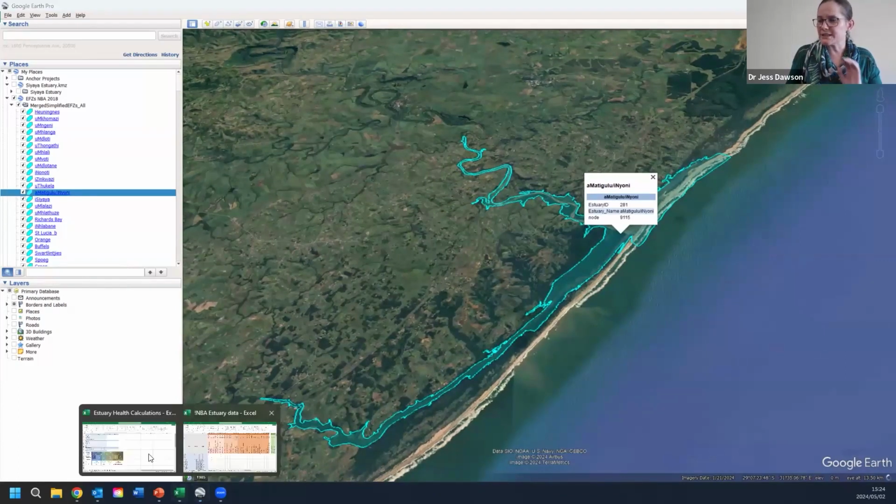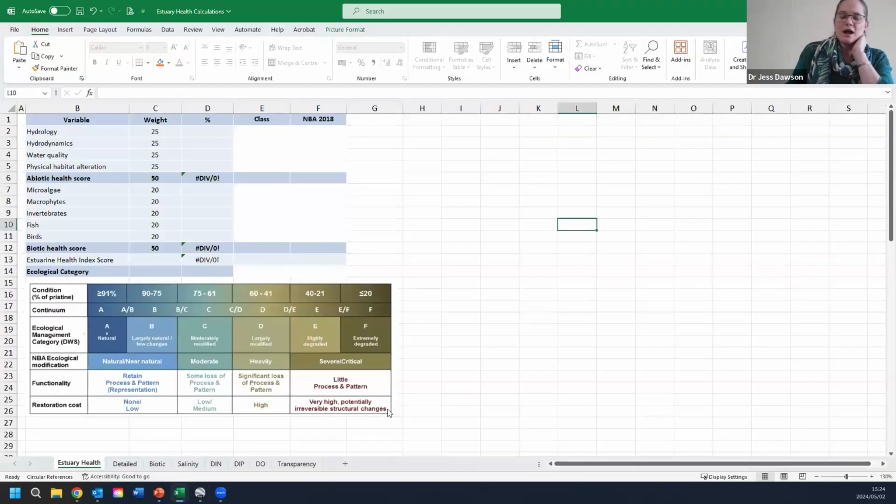And we're going to go find it in the Excel. And this is what I've created. So this is how we normally do it. We look at those different components. So what we had earlier is that divvied up of the different things: the hydrology, the hydrodynamics, the water quality, the physical habitat. You are going to give me a score that you think the estuary is at.